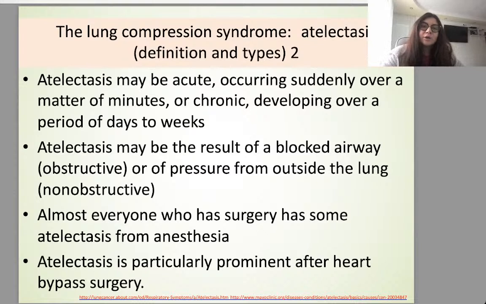Atelectasis may be acute, occurring suddenly over a matter of minutes, or chronic, developing over a period of days to weeks. Atelectasis may be a result of a blocked airway, obstructive, or of pressure from outside the lung, and then it is named non-obstructive. Almost everyone who has surgery has some atelectasis from anesthesia. Atelectasis is particularly prominent after heart bypass surgery.